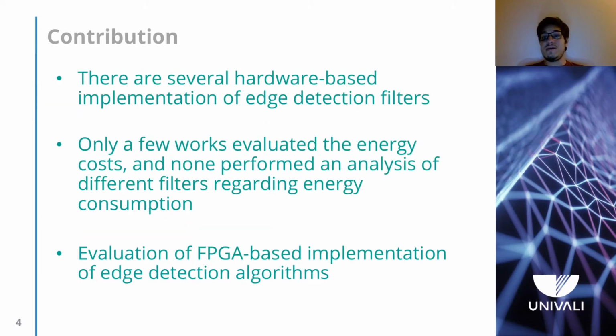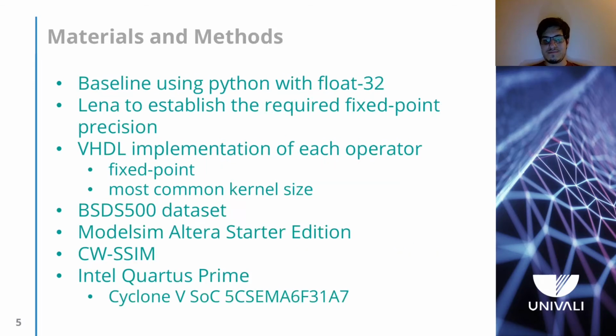There are several hardware-based implementations of edge detection filters in the literature, but only a few works evaluated the energy cost and none performed analysis of different filters regarding energy consumption. So in this work we evaluated 6 edge detection algorithm implementations in FPGA and collected all the metrics that are common to embedded systems to have a more detailed analysis of each implementation.